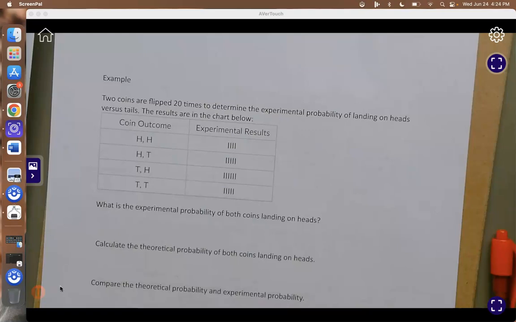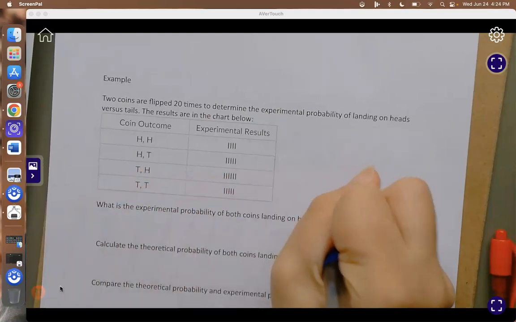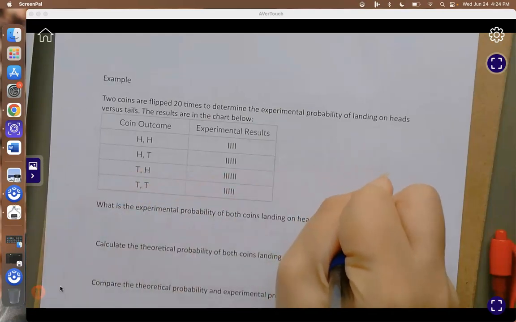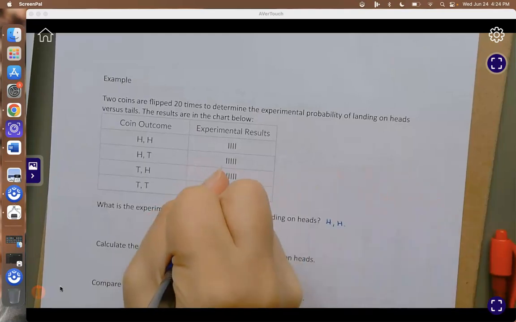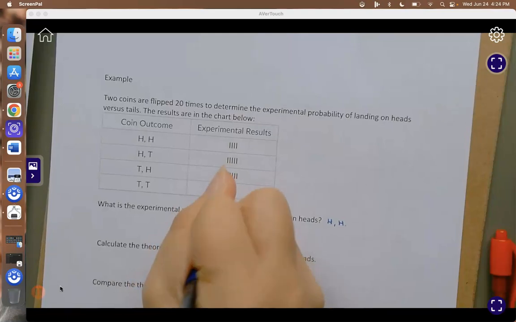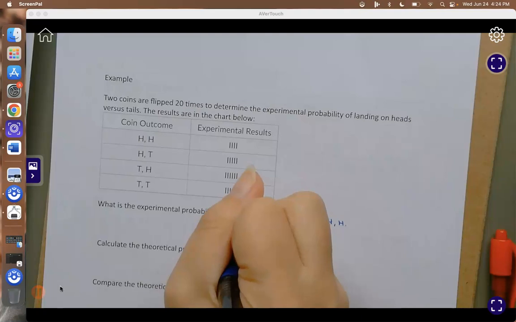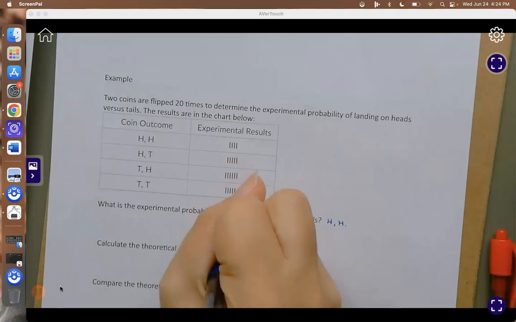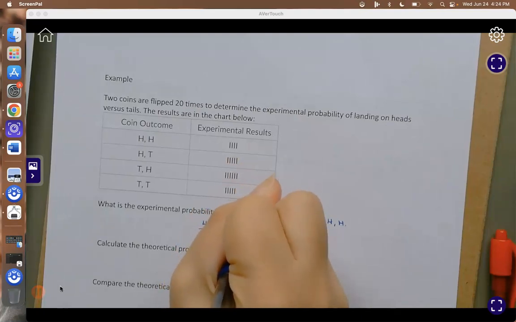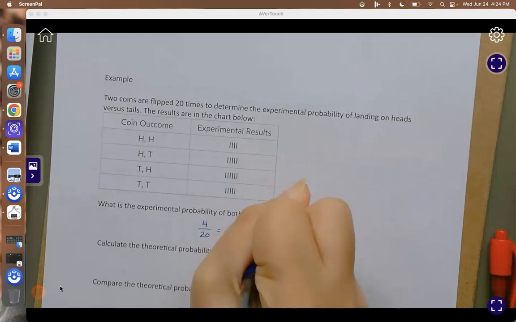Okay, so what's the experimental probability of both coins landing on heads? That would be a heads combination, and there were 4 of those, so 4 out of 20. Okay, 4 out of 20 is 0.20, which is 20%.